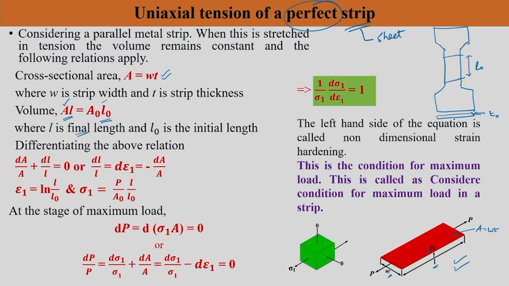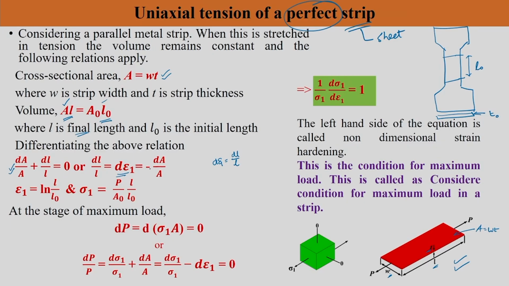Okay. So, now what I am going to do is differentiate this equation to get this particular equation: dA by A plus dL by L will be equal to 0. Or I can also say that dL by L, which is nothing but d epsilon 1, is equal to minus dA by A. Right. So, as per the original definition of strain increment, d epsilon is nothing but dL by L. Okay, this we discussed probably in the second module, and you will see that dA by A is equal to minus dL by L.